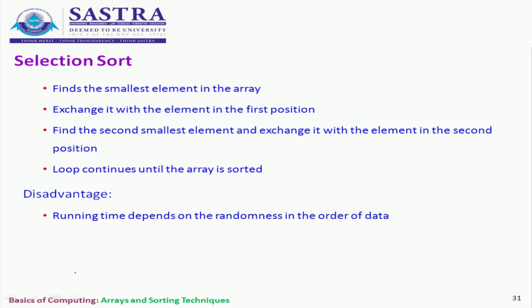And the next is selection sort. The logic behind selection sort is it will find the smallest element in the array, and that smallest element will be replaced in the first position of the array. And then it will go to the second position, then it will find the second smallest element in the array. The second position of the array will be replaced with the second smallest number. It will keep on going until it reaches the length of the array. But the disadvantage here is the running time or the number of comparisons depends on the randomness in the order of the array.